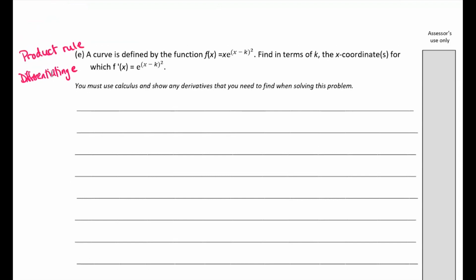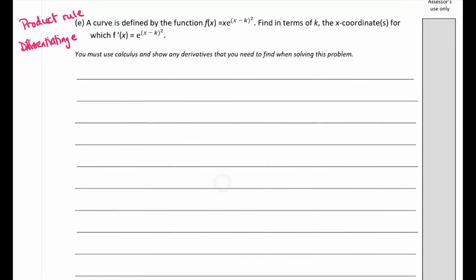Okay, the excellence part of this one. We're using the product rule and differentiating e. We've got a curve defined by this here, and that's where the product rule comes in. It's got x multiplied by a function of e. Find the x coordinates where the gradient is equal to this.